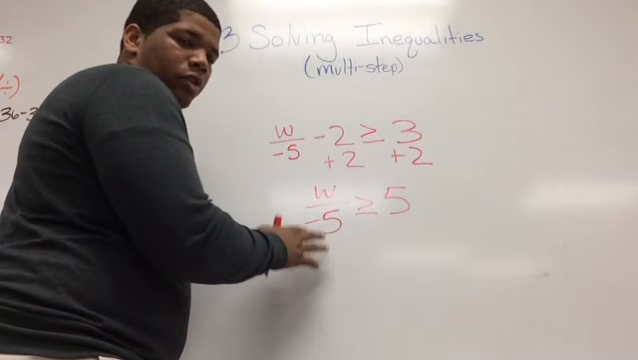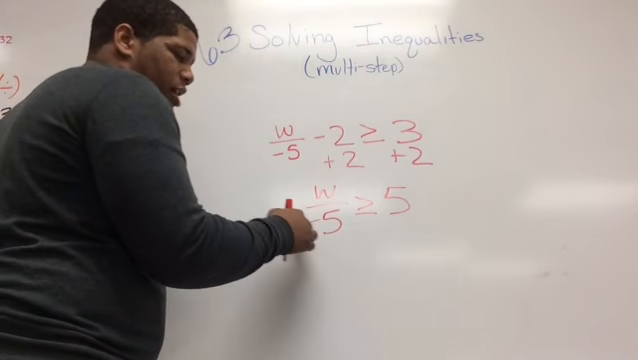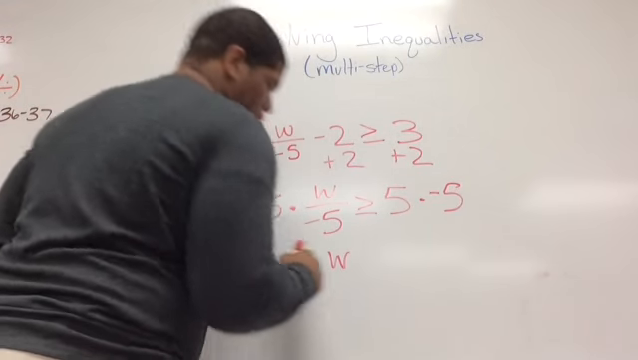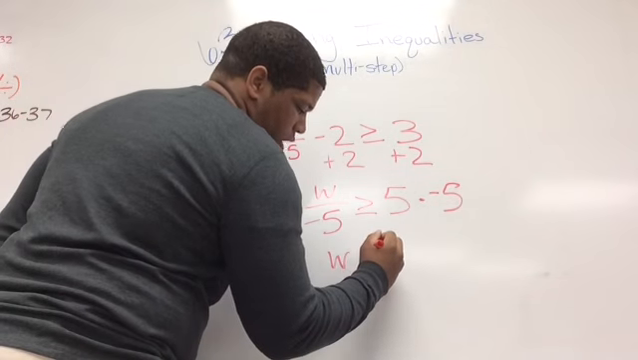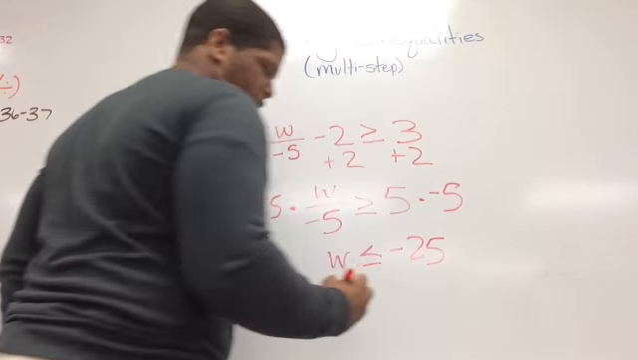Now, as I said before, the rules for multiplying or dividing negative numbers still apply. So to get rid of this negative 5, I'm going to have to multiply by negative 5. So I have to multiply by negative 5 on this side also. So now I'm left with w, and since I multiply by a negative, I have to switch the sign. So w is less than or equal to negative 25.